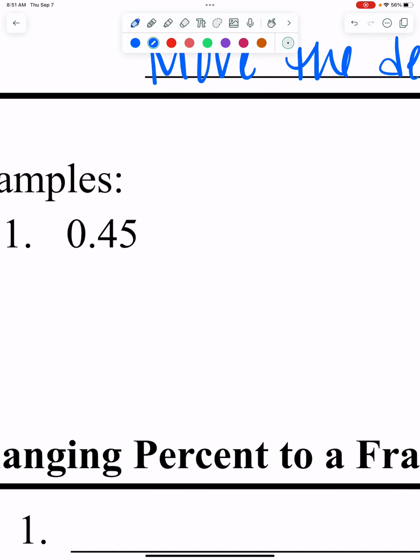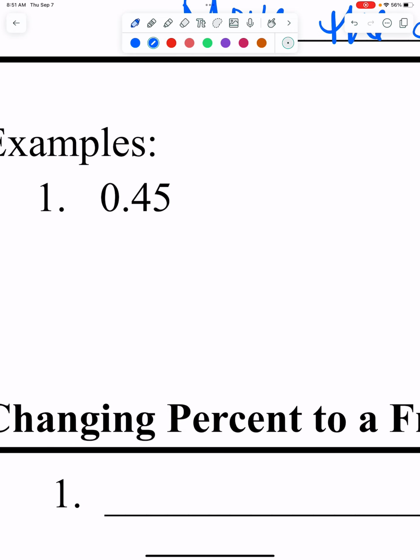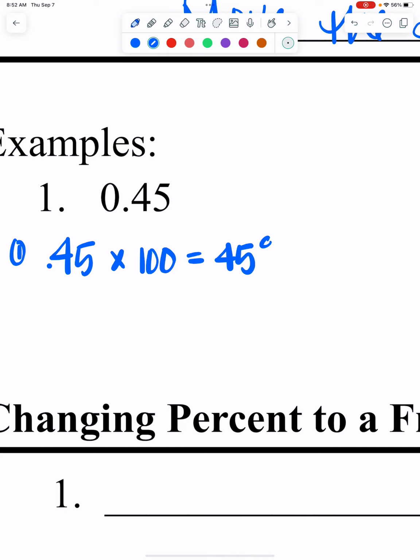I'm going to do both ways. You pick the one that works for you. So if I want to change 0.45 or 45 hundredths to a percent, if I'm going to use the first method, I would go to my calculator and I would do 0.45 times 100. That's going to give me 45, and I put the percent on the back.